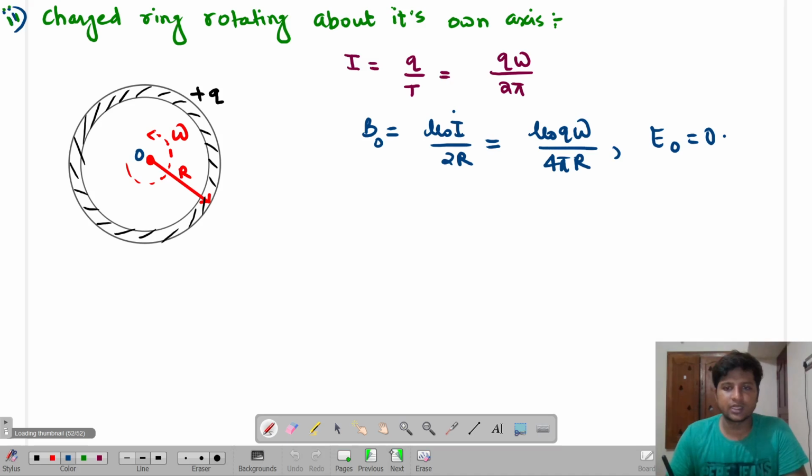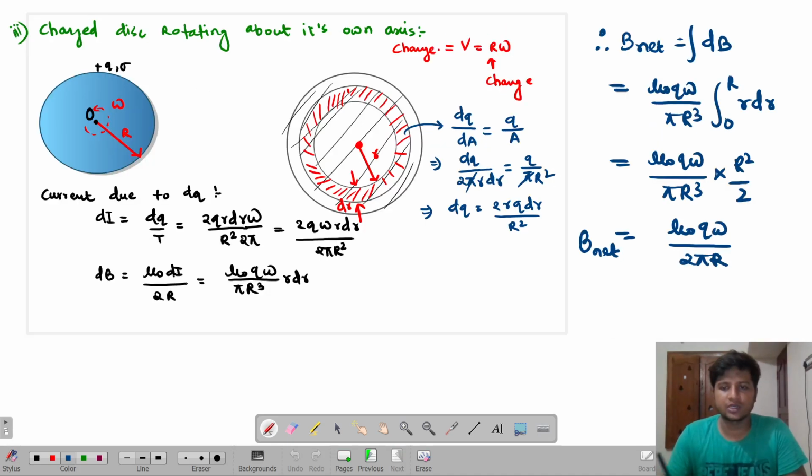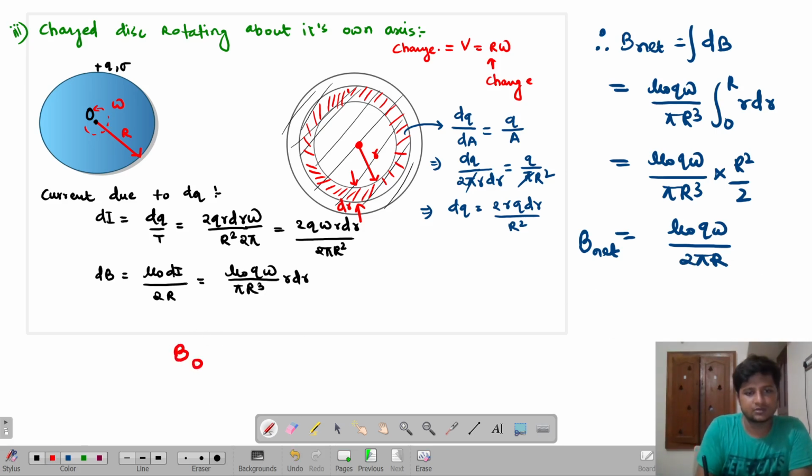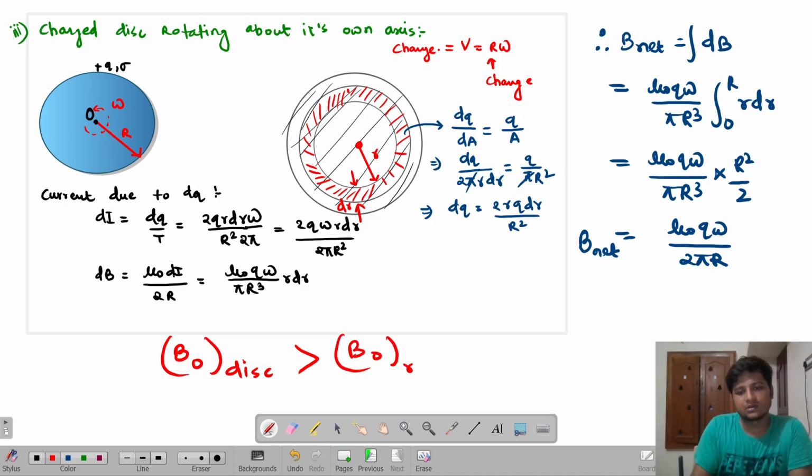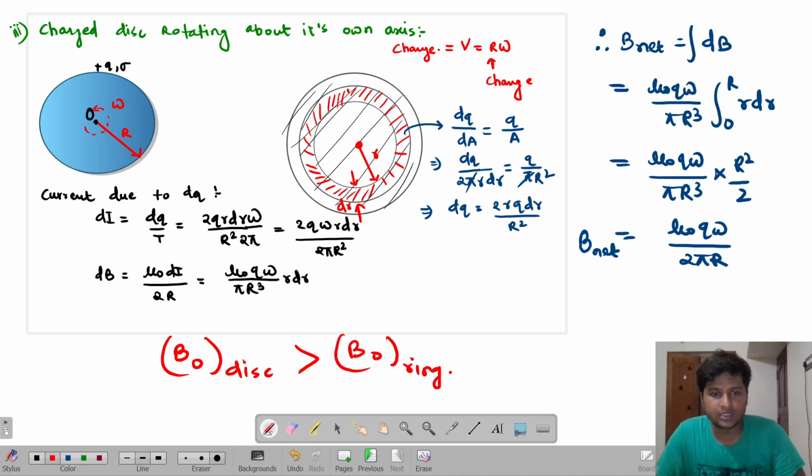Earlier, in the ring case, it was mu naught q omega by 4 pi R. Now it is 2 pi R. This means that the magnetic field at the center of the disk is more than the magnetic field at the center of the ring. Many people think that the magnetic field due to the rotating disk will not exist, but it is actually more. Because it is a continuous object, they think the magnetic field does not exist, but that is not true.